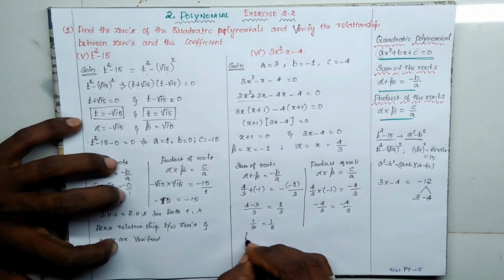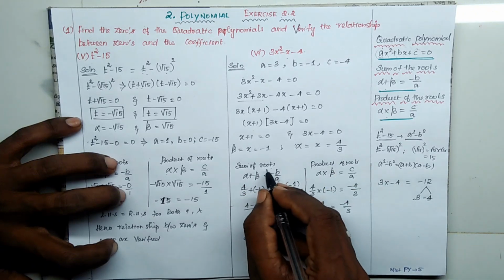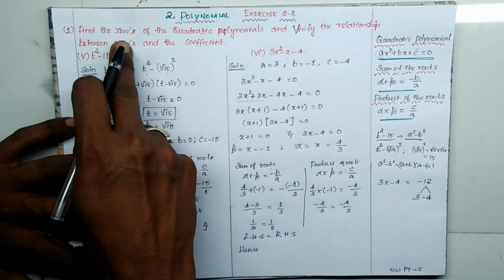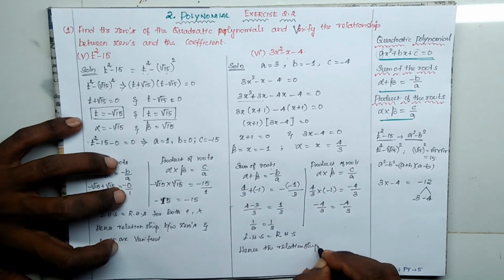So the LHS is equal to the RHS for both the sum of the roots and the product of the roots. Hence the relationship between zeros and coefficients is verified. This is what we have to find in this question.